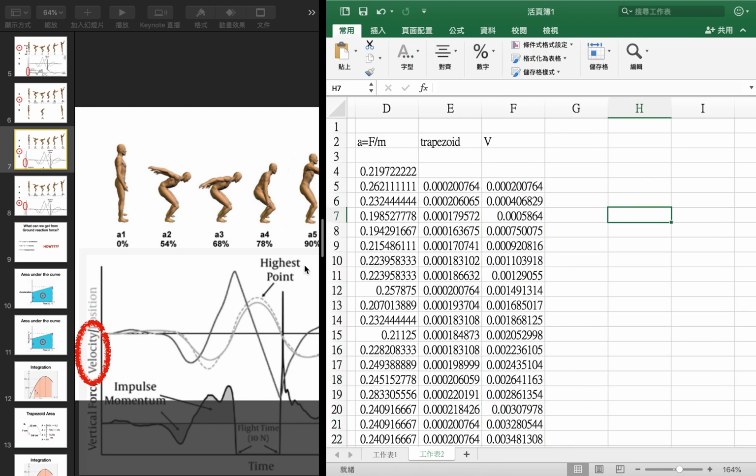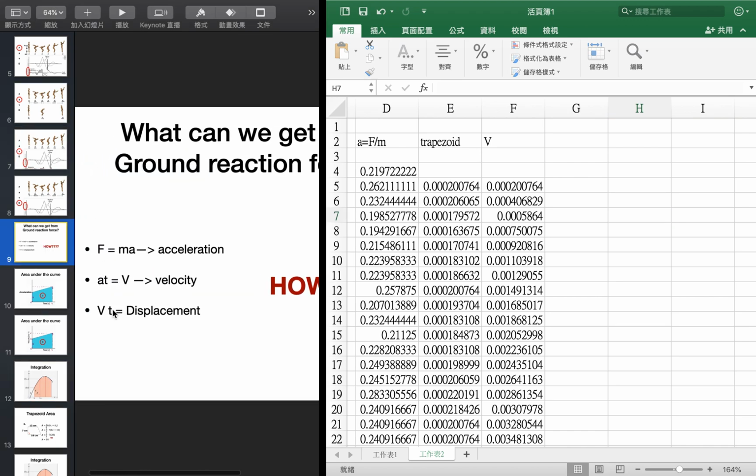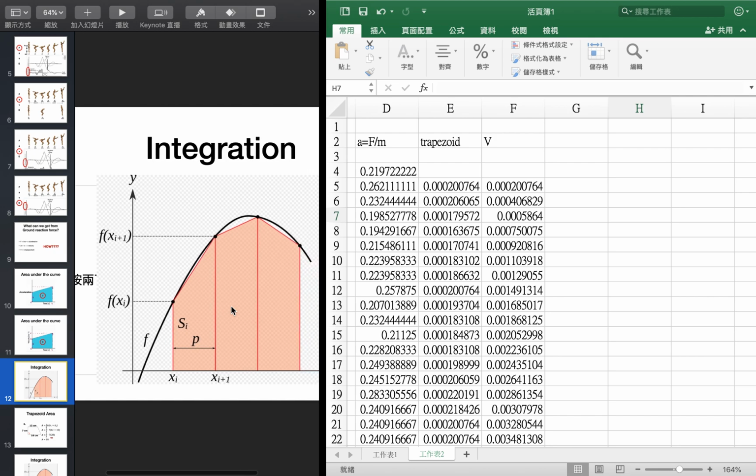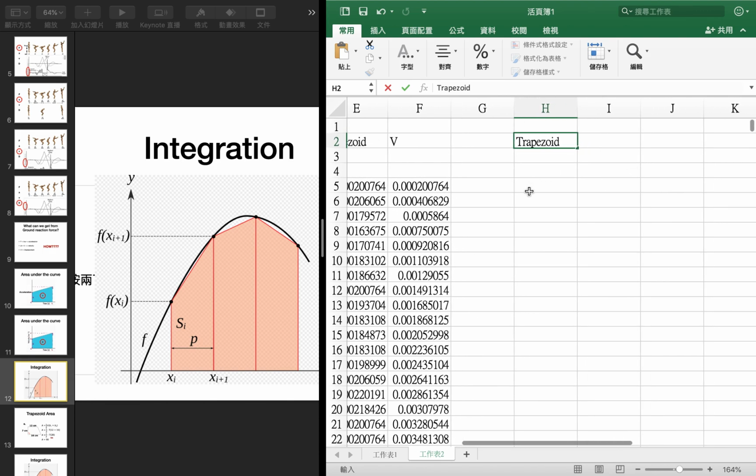Okay, so the second thing we want to get is from velocity to displacement. And the concept is pretty much similar. We're using integration, but now the y value becomes velocity, and we use trapezoid area to find displacement. So again, we need a trapezoid area for velocity, which should be pretty similar, right?